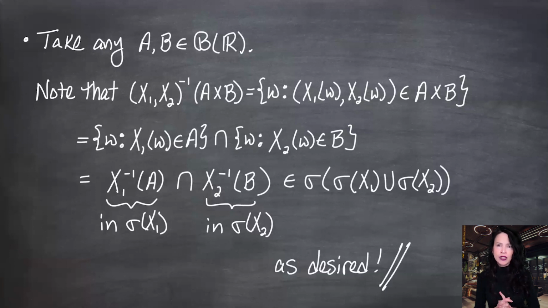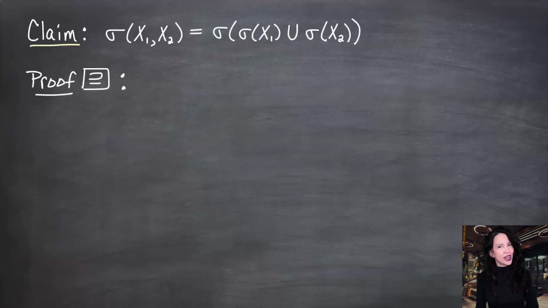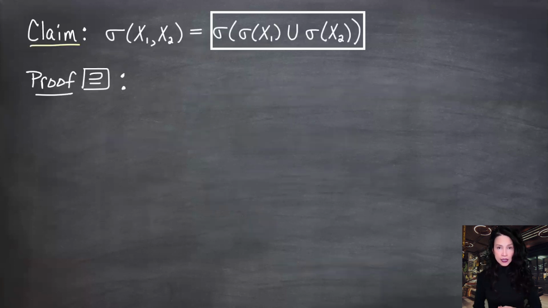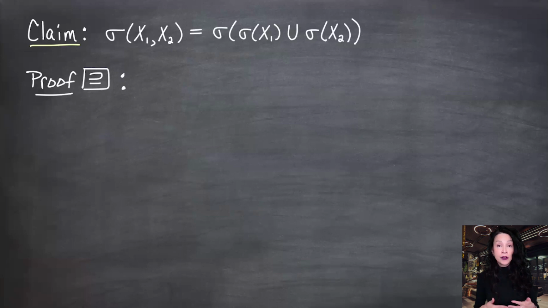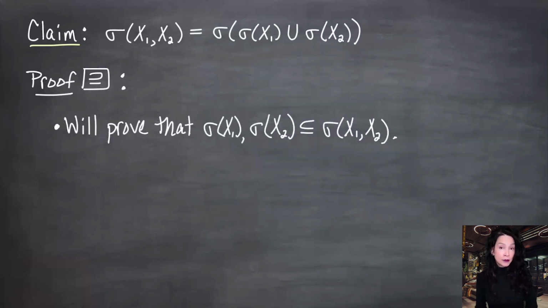And we are done with the straightforward direction of this proof, showing equality of two classes of sets. Let's go the other way. Let's show that this collection of sets is a subset of this collection of sets. To this end, I'm going to show that the sigma field generated by x1 is contained in the sigma field generated by the vector x1, x2, and I'm going to show the same thing for the sigma field generated by x2. Why is this going to get us what we want?